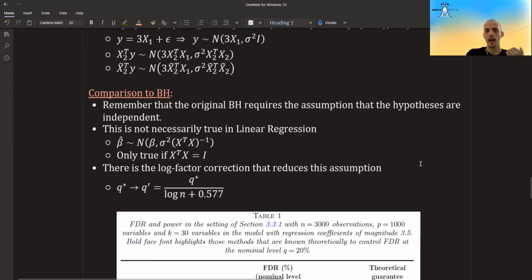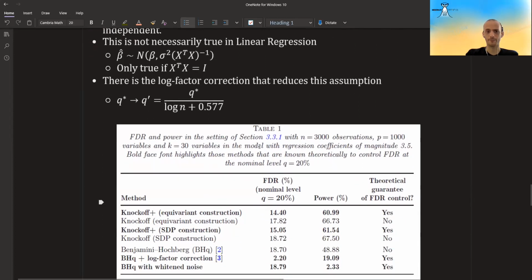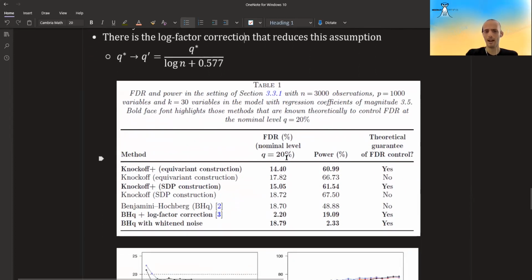Okay, so how is this compared to the Benjamini-Hochberg method? As I mentioned, first remember that there is an assumption of independence, but this doesn't happen in linear regression unless X is equal to I. So you can't even use Benjamini-Hochberg in linear regression, but you can use the small correction, which is the Benjamini-Yekutieli, which is this thing over here. I mentioned this in another video. Okay, but still, how do we compare it?